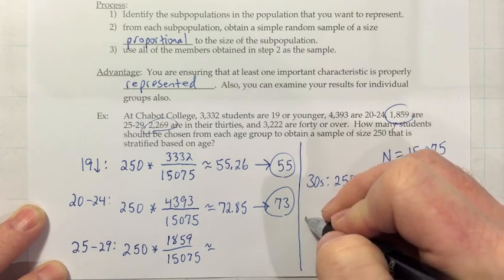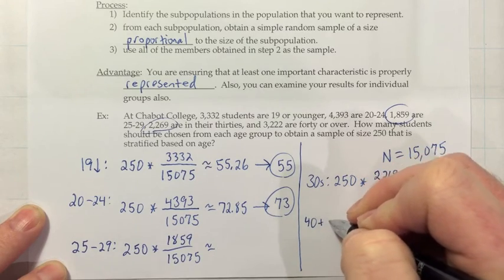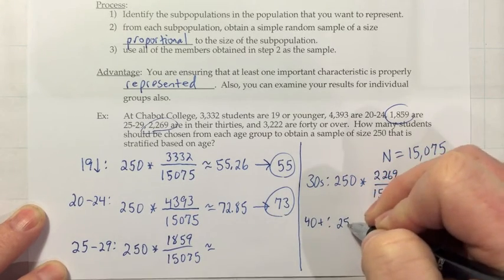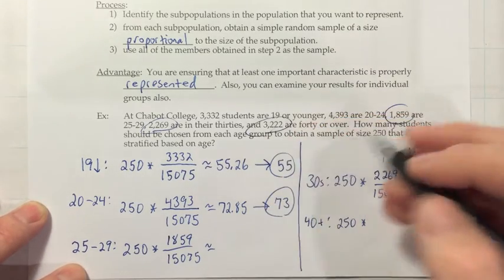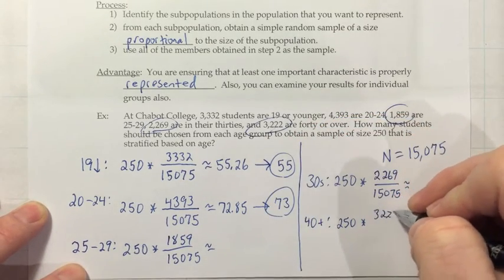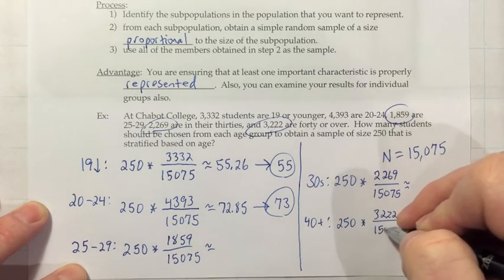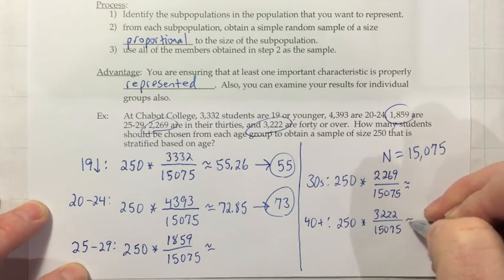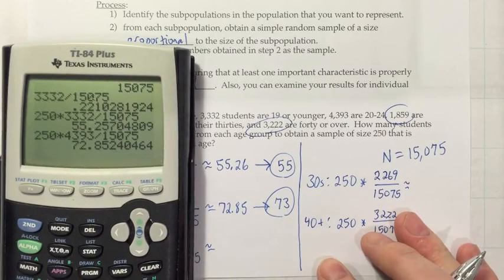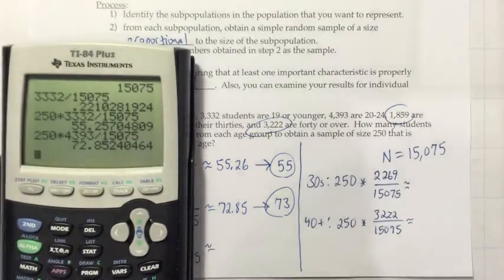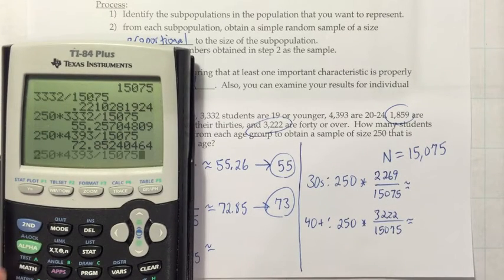And then finally for the people who are 40 plus, 250 times, and there's their number, 3222 over 15075. So let's just bring in the calculator and knock all 3 of those out at once. So again, just editing the ones we've already done before.